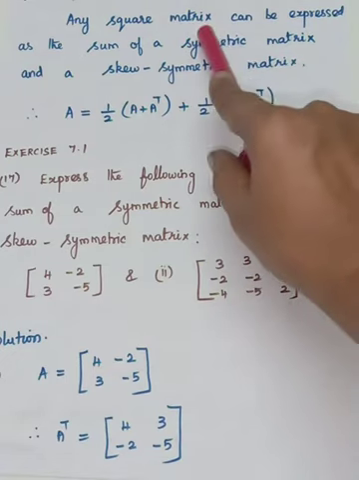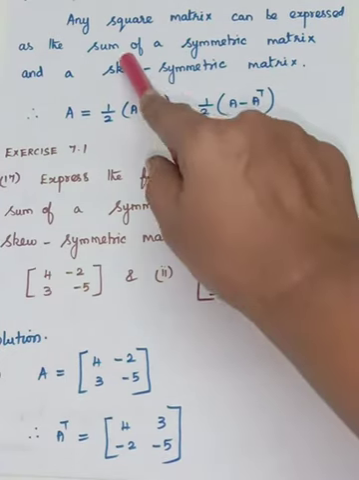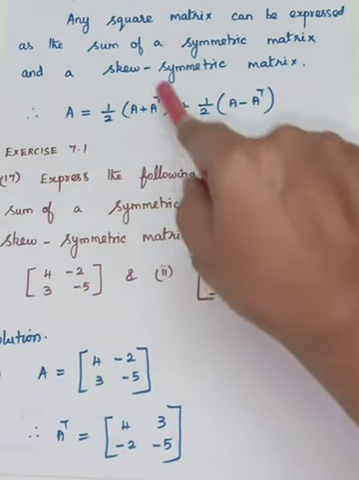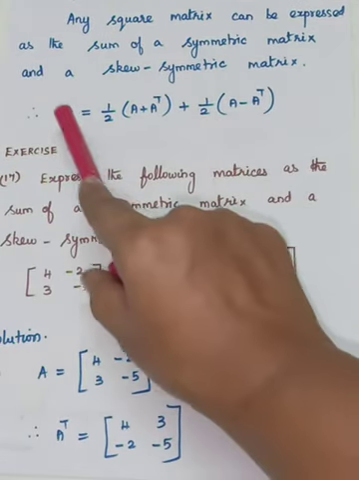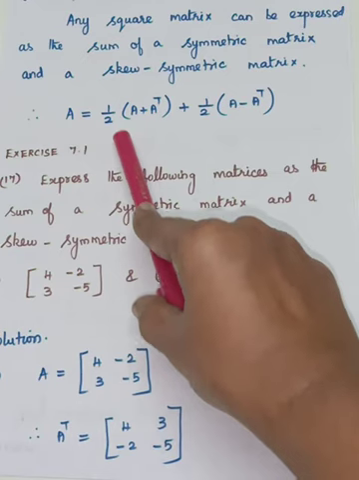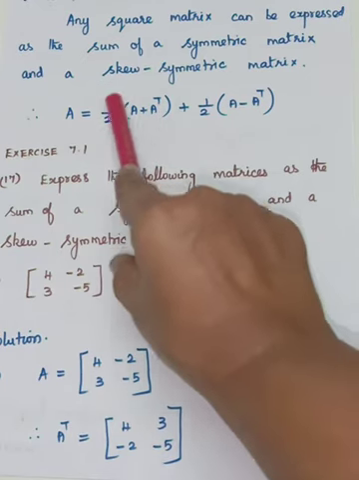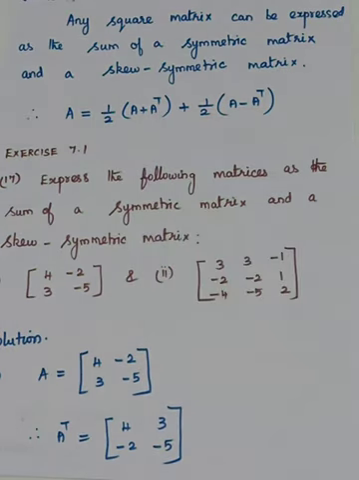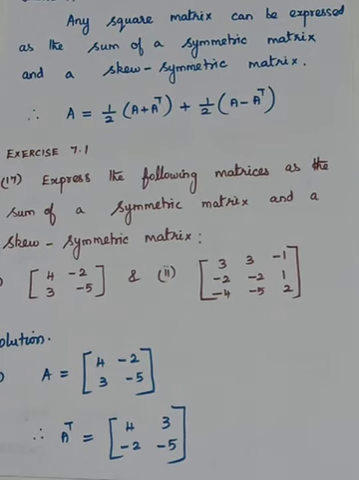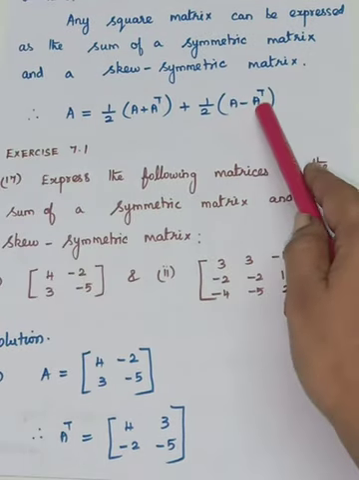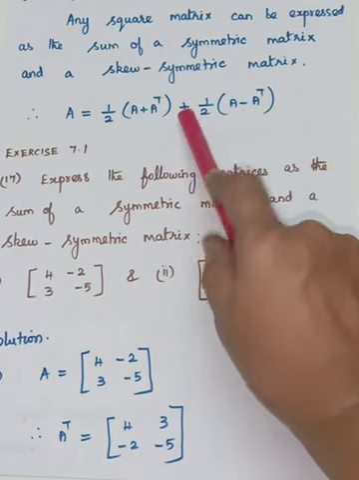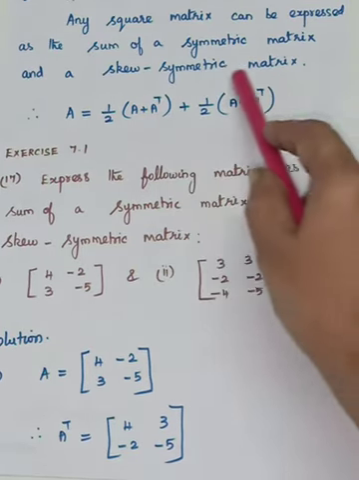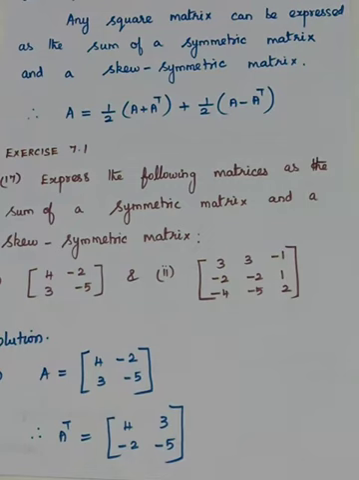Next one: any square matrix can be expressed as the sum of a symmetric and a skew symmetric matrix. So A can be written as half into A plus A transpose plus half into A minus A transpose. You know very well A plus A transpose, just now we have proved in the theorem, is a symmetric matrix, and A minus A transpose is a skew symmetric matrix. So it is a sum of a symmetric matrix and a skew symmetric matrix.